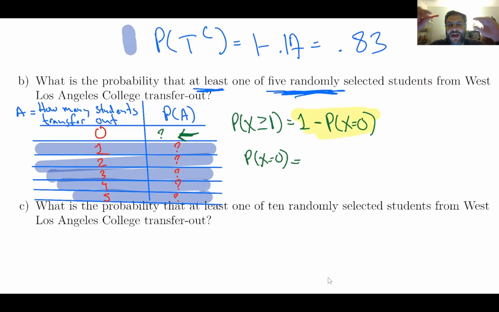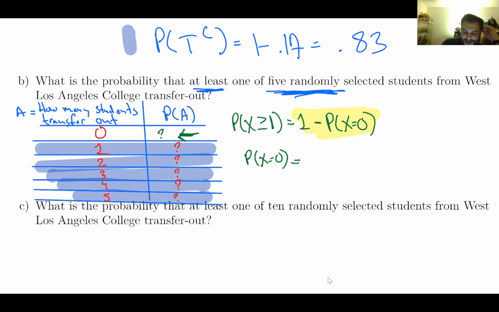All right, so if X is equal to 0, what does that represent about, well, not people, but students transferring out from West Los Angeles? Does that mean that all of them transfer out, or does that mean that none of them transfer out? So none of how many? Is it none out of 1, none out of 2, none out of 3, none out of 4? It is none out of 5.